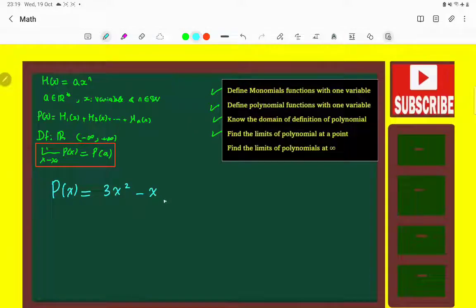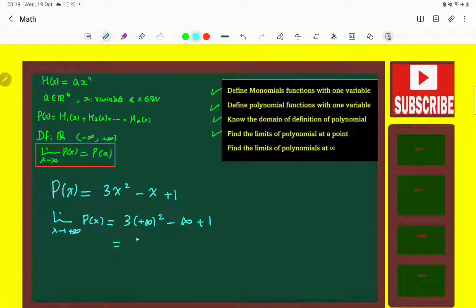So as an example, let's say I have the polynomial function p of x equal 3x power 2 minus x plus 1. And let's say that we need to find the limit as x tends to plus infinity. So first of all, I'll say limit as x tends to plus infinity for p of x, and I will replace every x by plus infinity. So 3 into plus infinity power 2 minus infinity plus 1.